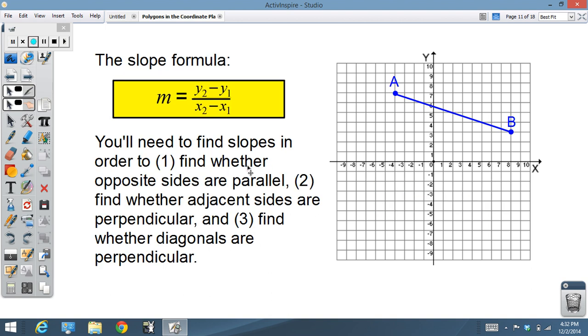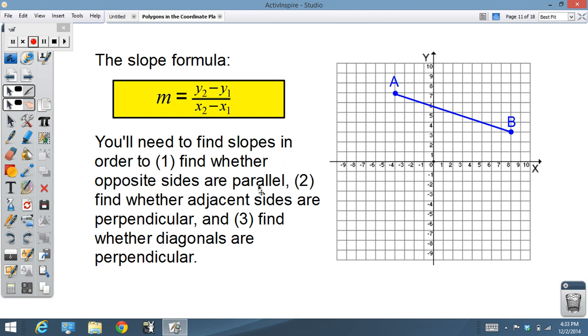Finally, we may need to use the slope formula. Difference in the y values divided by the difference in the x values, or rise over run, and we may need this to find whether opposite sides are parallel, for example, which might be an indicator of a parallelogram. Find out whether adjacent sides are perpendicular, rectangles and squares. Find out whether diagonals are perpendicular, that would make kites or rhombuses.